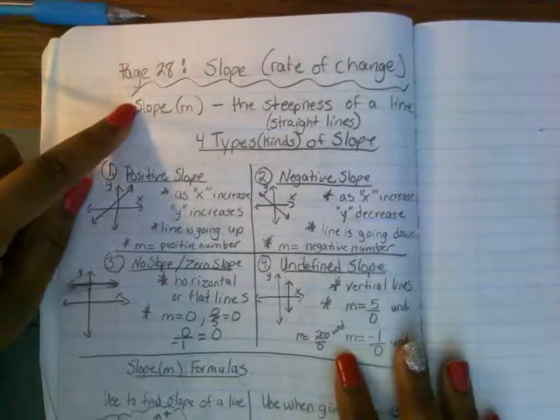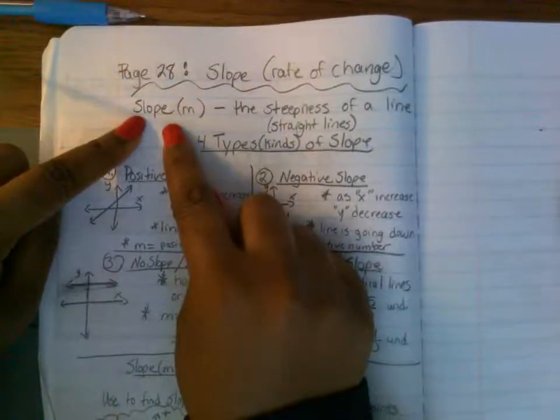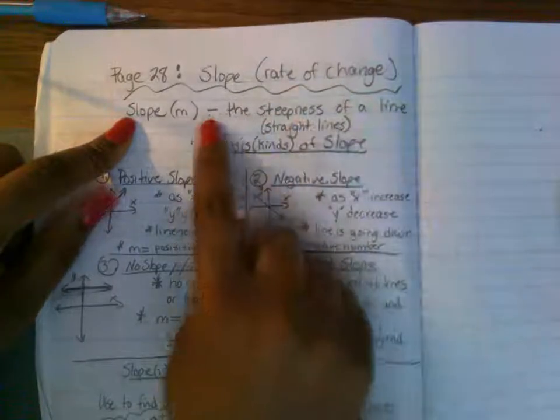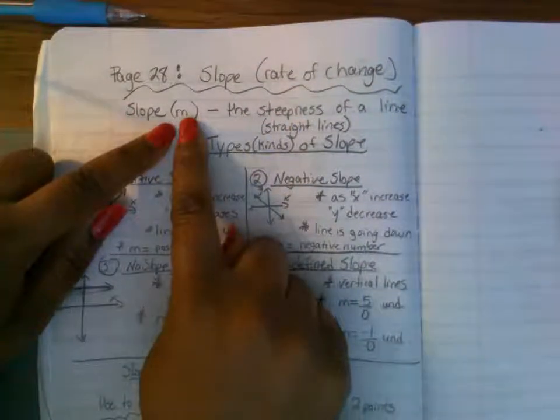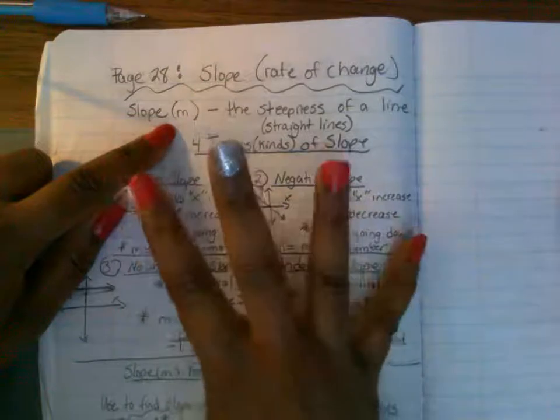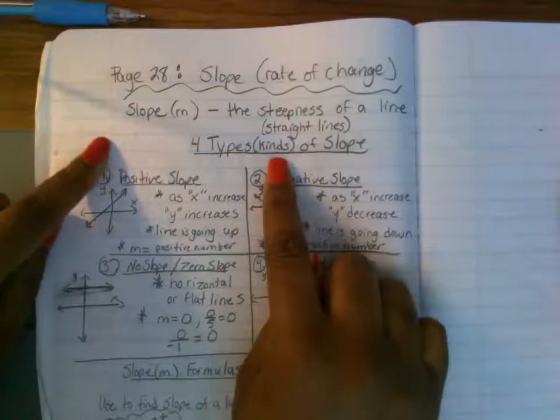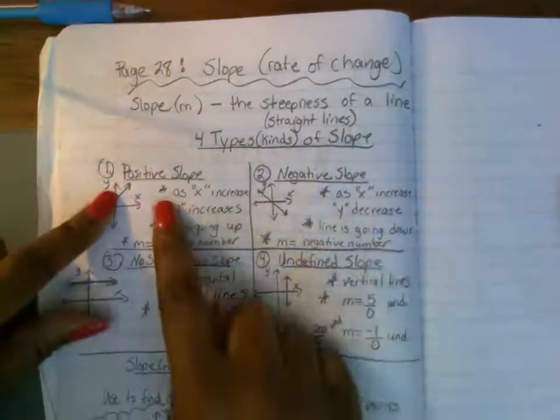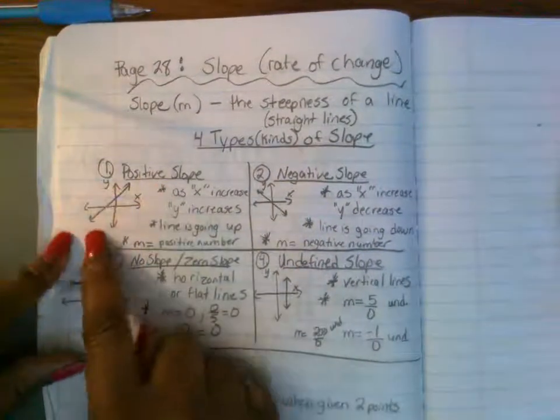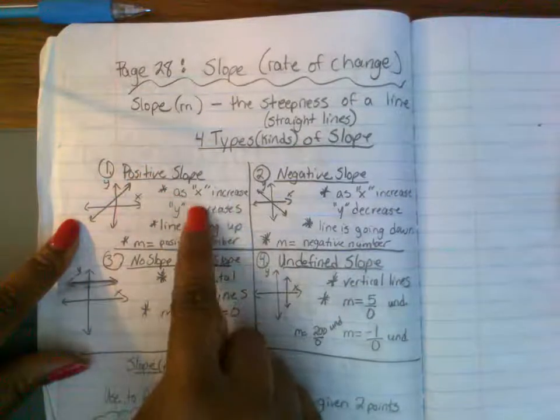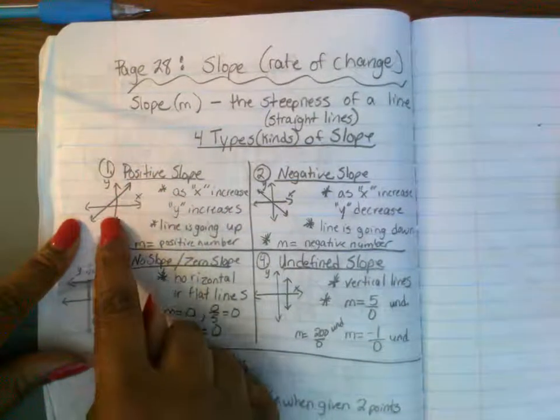All right. So remember that the definition for slope is the steepness of a line. The letter that represents slope is M. There are four kinds, or four types, of slope that we talked about. There is positive slope, where as x increases, y increases. That's the mathematical way to describe this line.